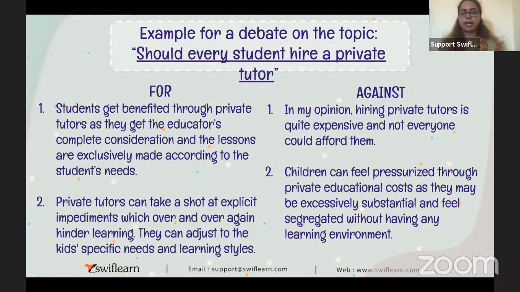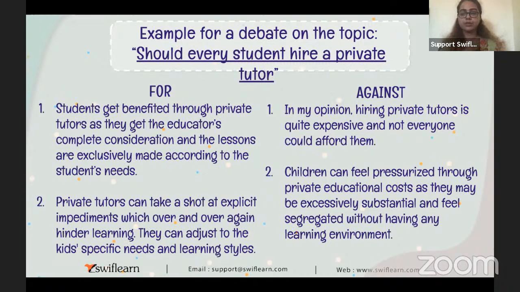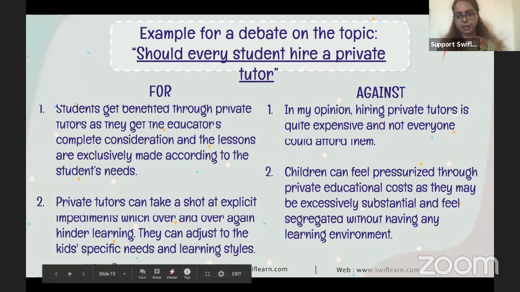Next point that is made is children can feel pressurized to private educational costs as they may be excessively substantial and feel segregated without having any learning environment. Okay, so now what happens? If somebody has a private tutor, you feel pressurized that you also need a private tutor, right? Because you might be thinking you're getting some different additional features which somebody else might not. So this is the point that is being made over here for and against a topic, whether every student should hire a private tutor.